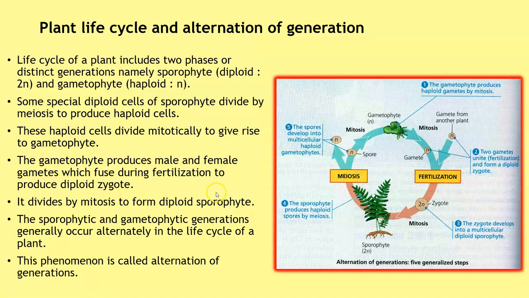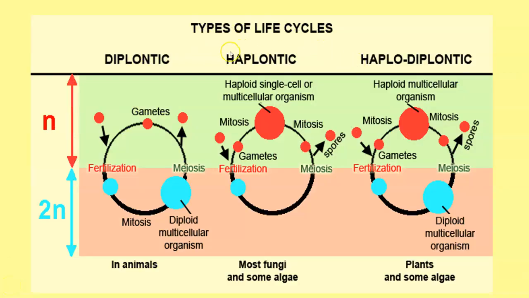Let us have a look at what these different types of life cycles are. Here students, let us see the different types of life cycle. This is the diplontic, this is the haplontic, and this is the haplodiplontic. Let us have a look at each of these. The first one is the diplontic. Here you have a diploid multicellular organism, and mitotic division occurs only in this diploid cell. Now gametes are formed through meiosis and are haploid. So this diploid multicellular organism undergoes meiosis and gives rise to haploid gametes.